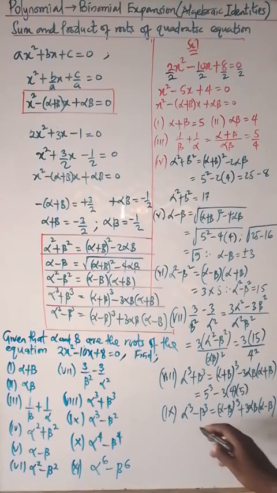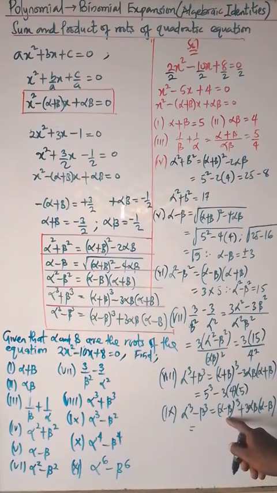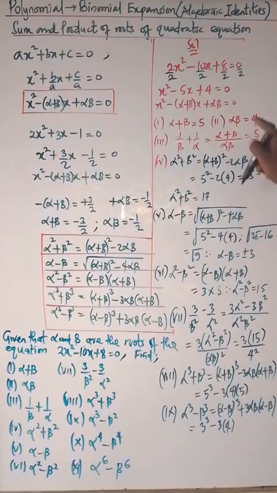Now let's impute the values. Alpha minus beta has been gotten to be 3. That's 3 cube minus 3. Alpha beta, the product is going to be 4. Then alpha minus beta is 3. You can finish this yourself.